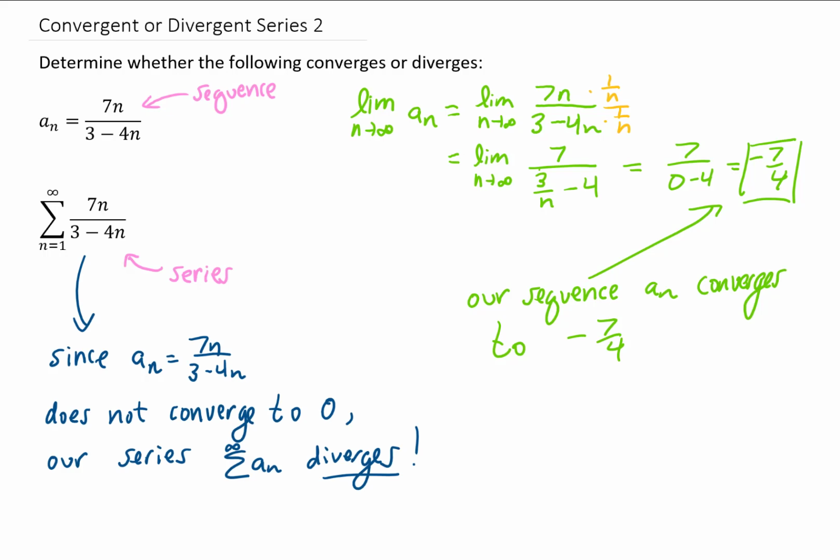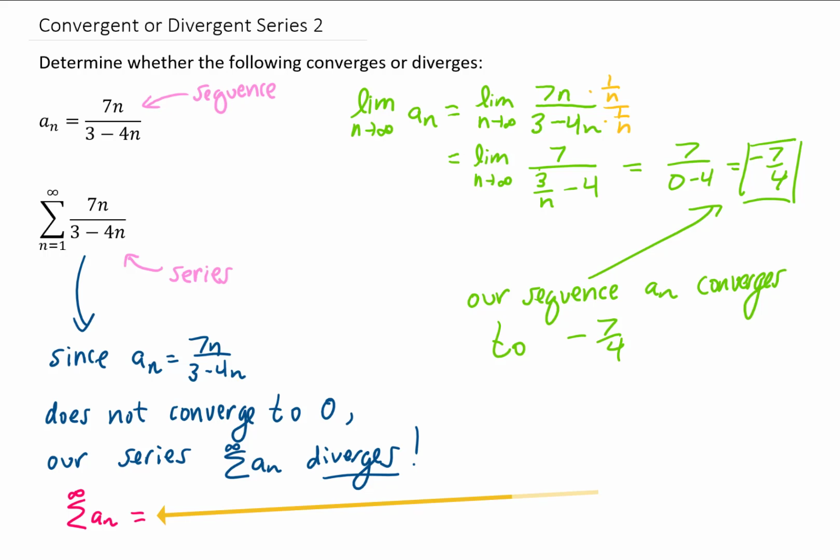Since we found in the first part of this problem that our sequence a sub n converges to negative 7/4, we know that this sequence does not converge to 0, and the nth term test says that that means our series diverges.